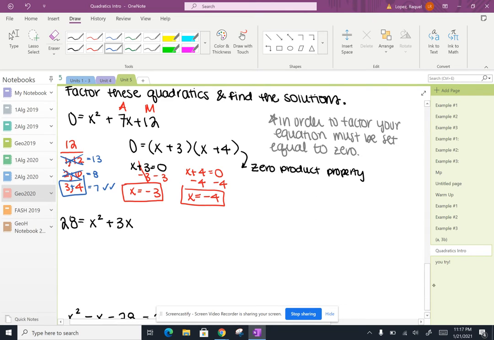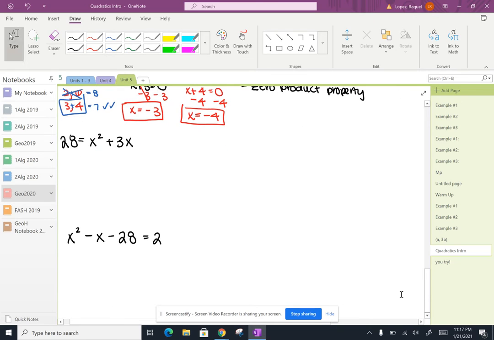Okay, let's do the other two examples. So for this next one, remember, in order to factor, my equation needs to be set equal to 0. Right now, it's not set equal to 0. So in order to do that, I'm going to move the 28 by subtracting it on both sides of the equation. So I end up now with 0 equals x squared plus 3x minus 28.